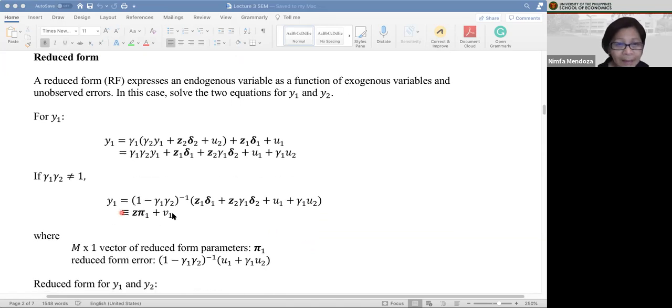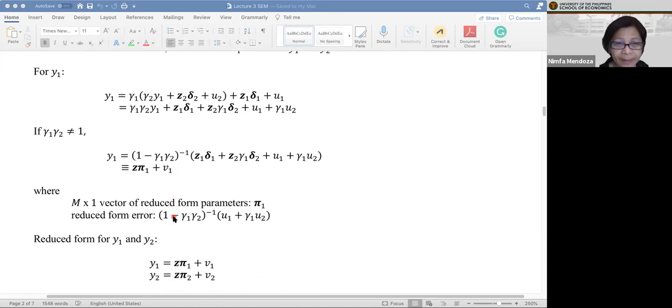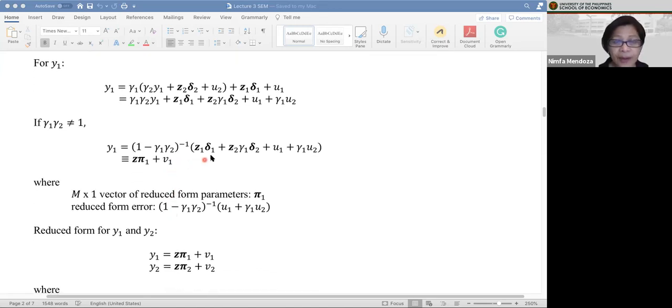So we can re-express this as z pi sub 1 plus v sub 1, where z would consist of c sub 1 and c sub 2, and pi sub 1 would consist of the terms delta sub 1, gamma sub 1 delta sub 2 divided by this expression. And then you have the disturbance term.